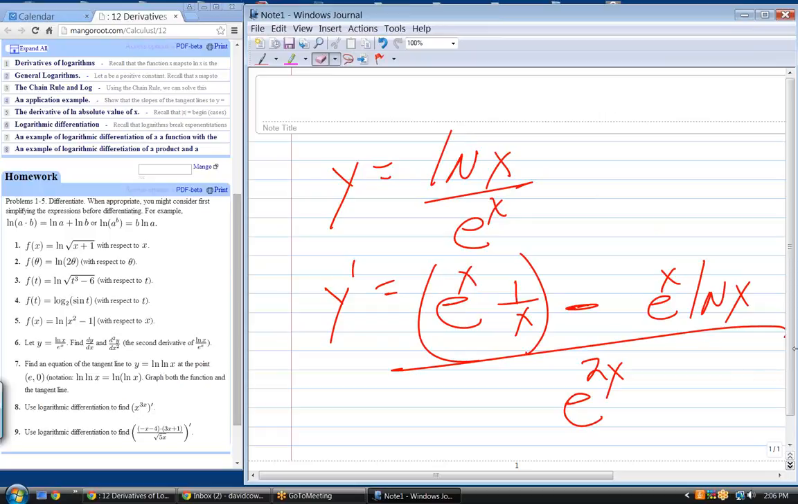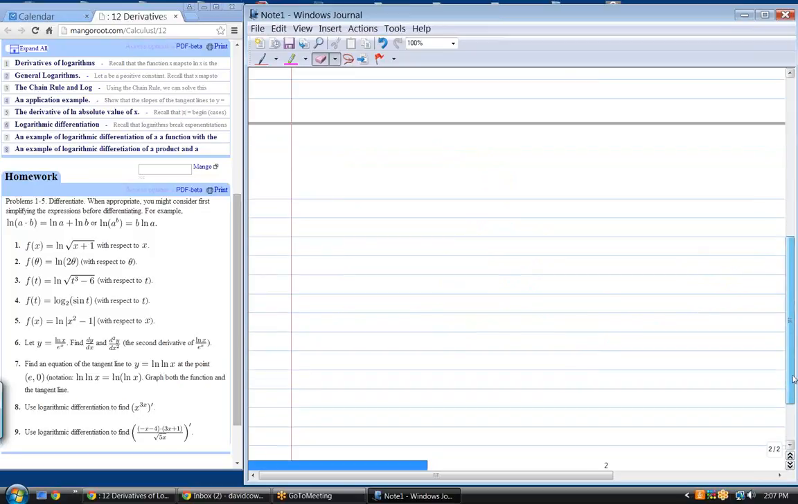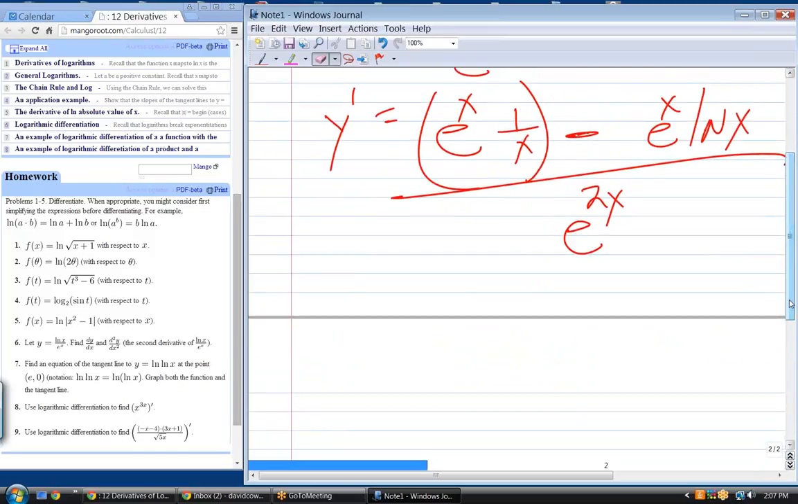All right, so this is the first derivative. Now, getting the second derivative, well, first of all, let's talk about the first derivative, because this might not be the format you want to put it in.